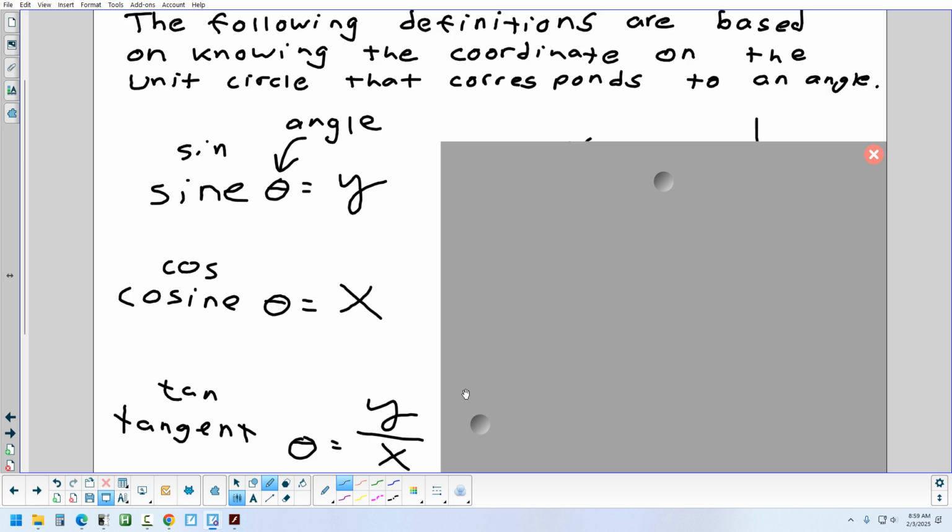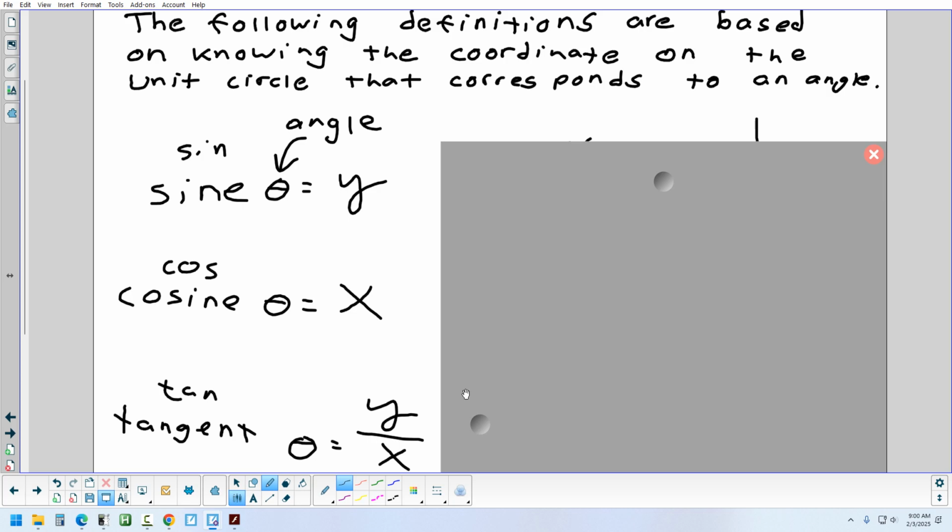If you want to know the tangent of an angle, the formula for that: find the coordinate, then take the y value and divide by the x value. So for tangent, you need both. Sine and cosine, you only need one part of the coordinate.